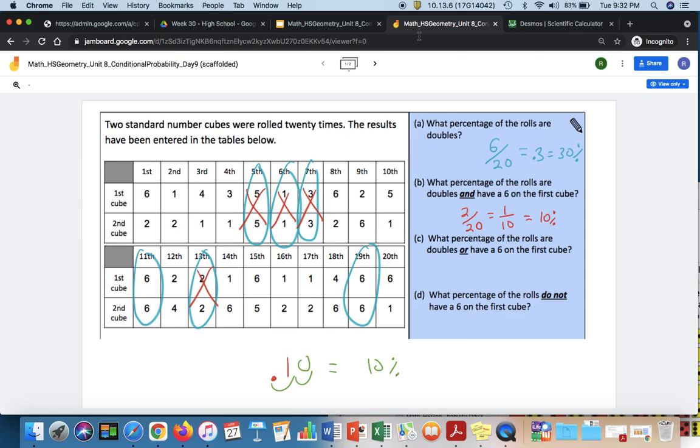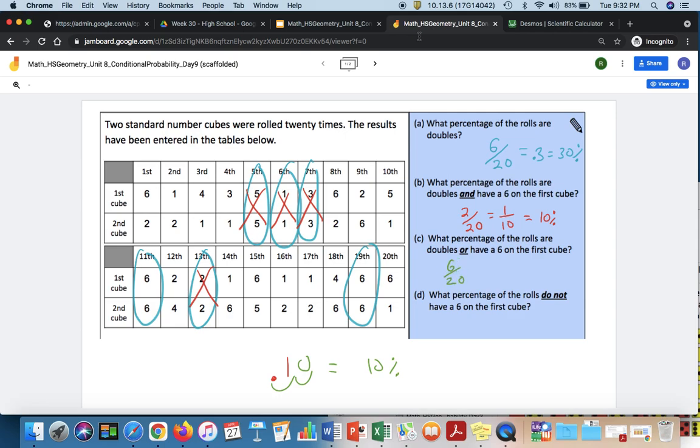Let's move on to C at this point. What percent of the rolls are doubles or have a 6 on the first cube? First off, we figured out what percent were doubles, right? So we had 6 out of 20 for that.